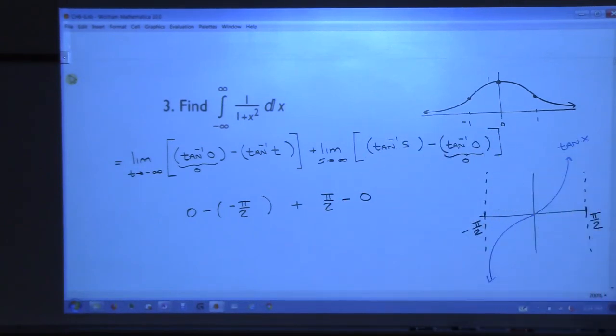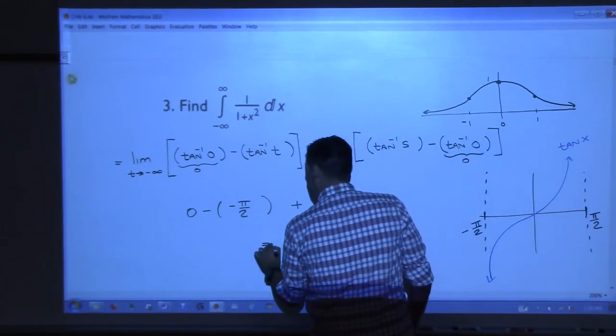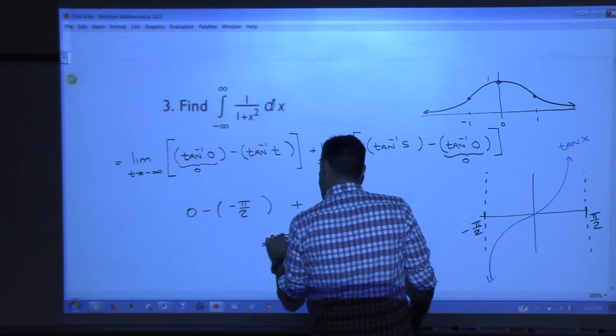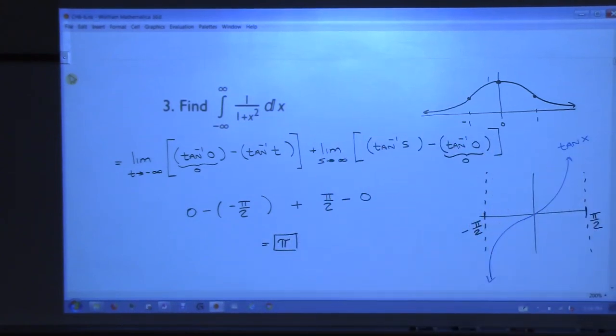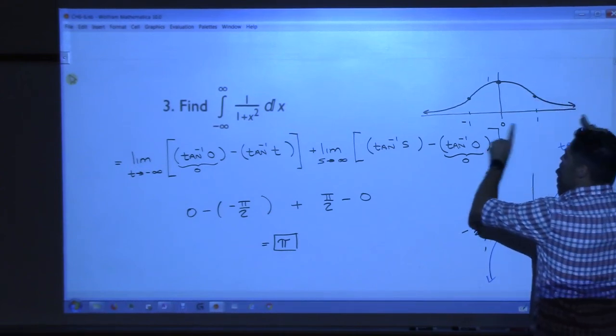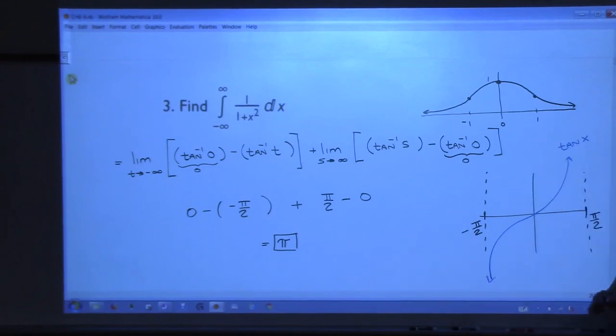So what do you get end of day here? Pi. Pi over 2 plus pi over 2. The area underneath this curve in both directions forever converges to pi. Strange, right? But that's the way it is.